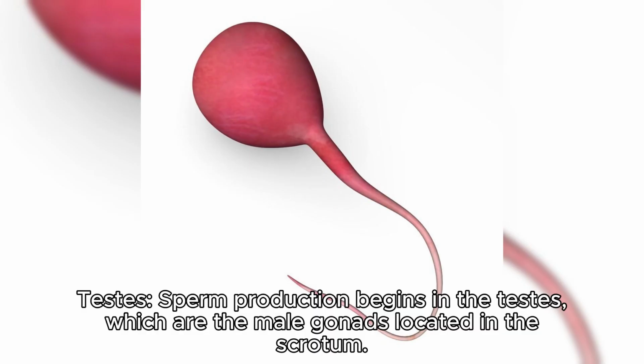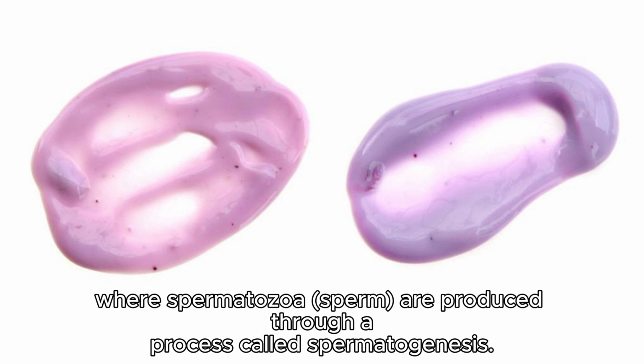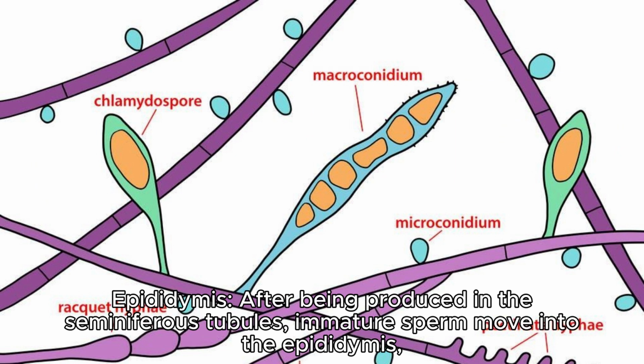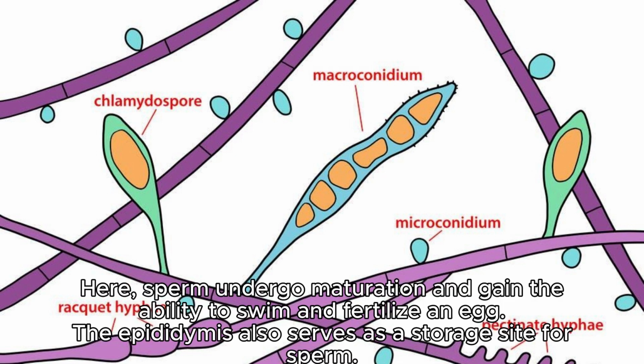Sperm production. Testes. Sperm production begins in the testes, which are the male gonads located in the scrotum. The testes contain numerous tiny coiled tubes called seminiferous tubules, where spermatozoa (sperm) are produced through a process called spermatogenesis. Epididymis. After being produced in the seminiferous tubules, immature sperm move into the epididymis, a tightly coiled tube located on the posterior surface of each testis. Here, sperm undergo maturation and gain the ability to swim and fertilize an egg. The epididymis also serves as a storage site for sperm.